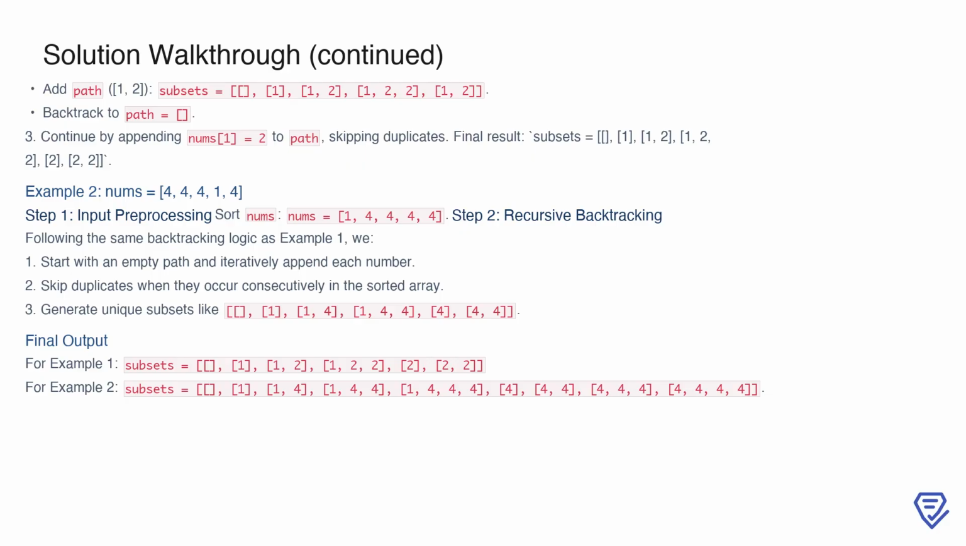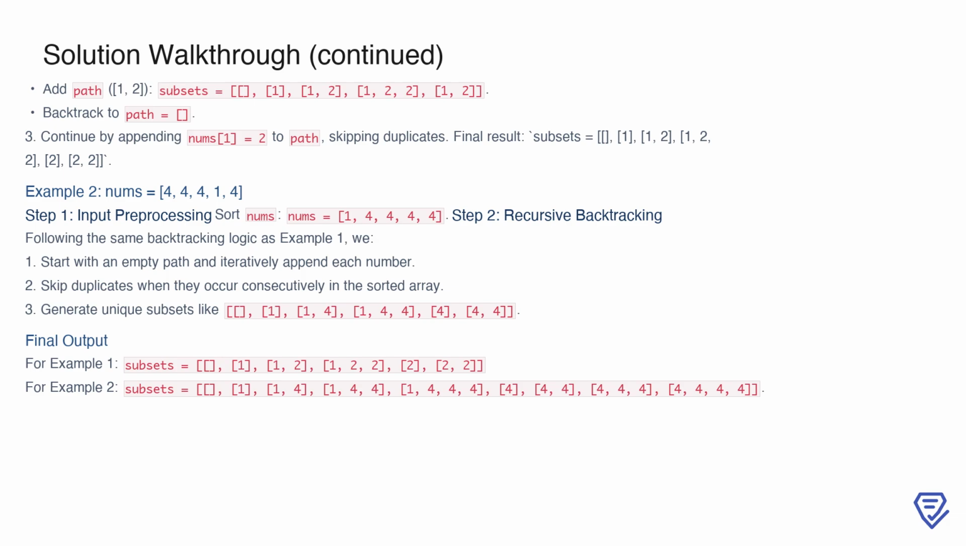For another example, consider nums equals [4, 4, 4, 1, 4]. Sorting this array gives nums equals [1, 4, 4, 4, 4]. Using the same backtracking strategy, we generate subsets by appending elements to the path while skipping consecutive duplicates. This process yields unique subsets like [1], [1, 4], [1, 4, 4], [4], [4, 4].